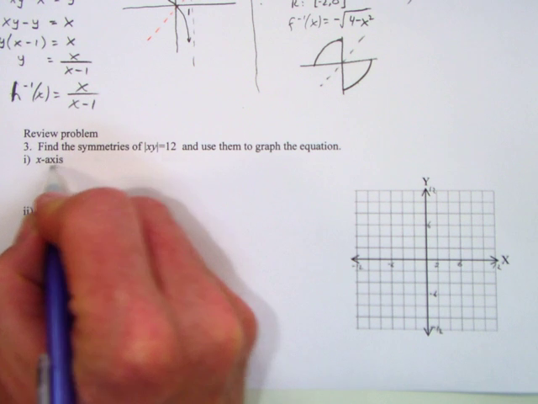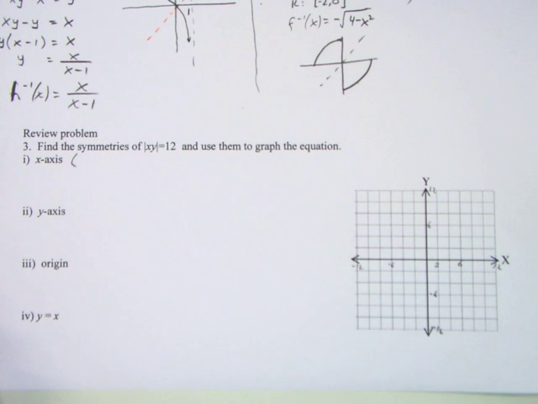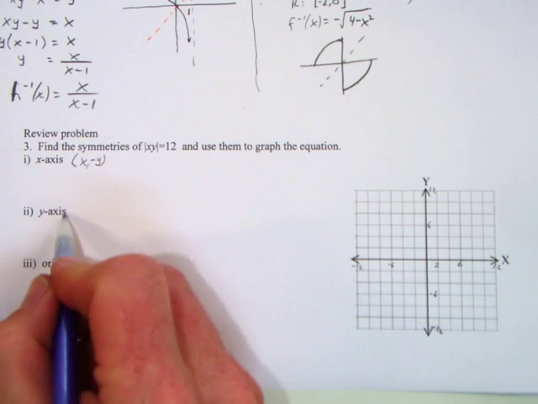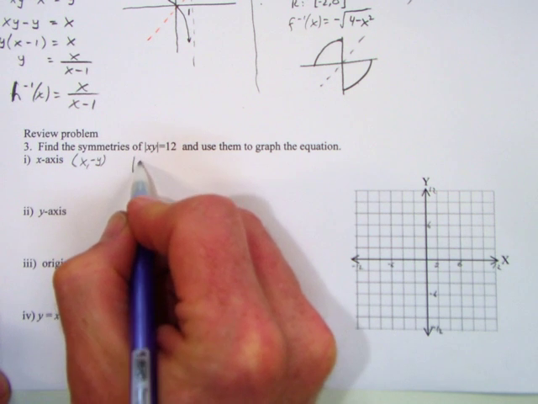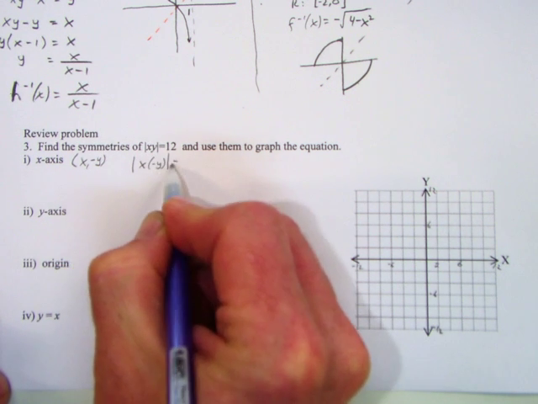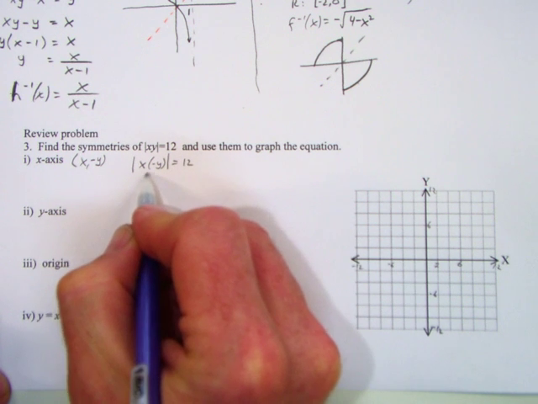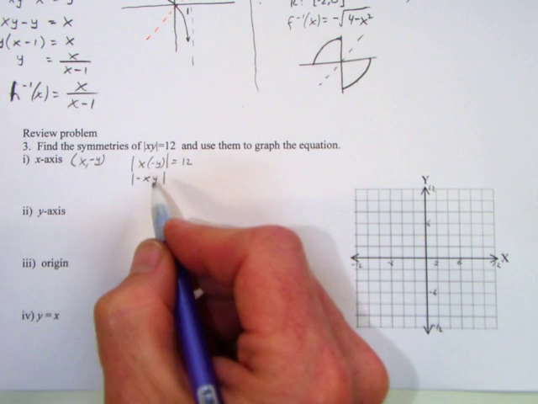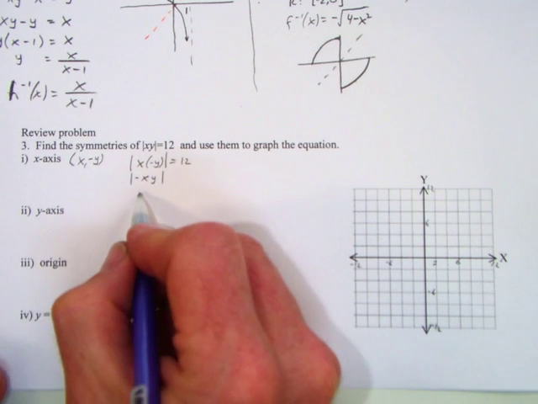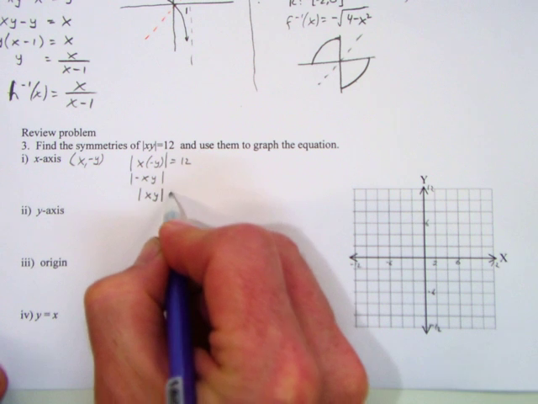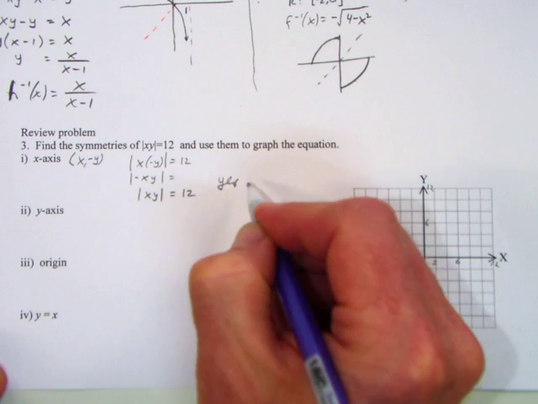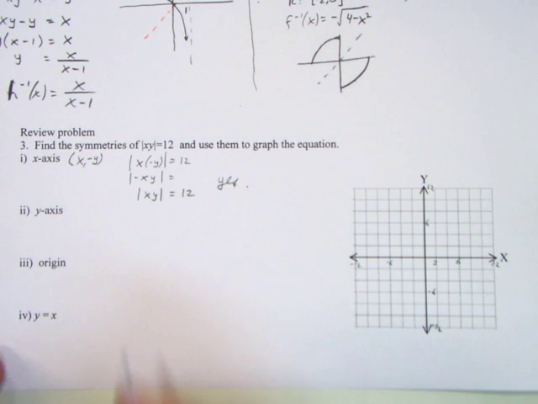So what are we going to test when we're testing for the x-axis? What general point are we plugging in? It's going to be x comma negative y. If we plug this in, we'll have the absolute value of x times negative y equals 12. This is the absolute value of negative xy. What effect does that negative have in the absolute value? None. This is equal to the absolute value of xy equals 12. So yes, this is symmetric about the x-axis.